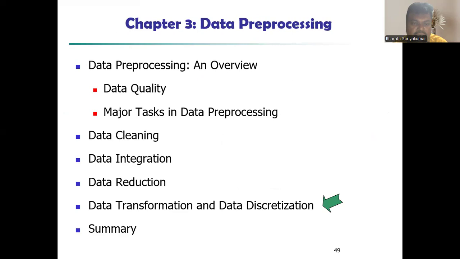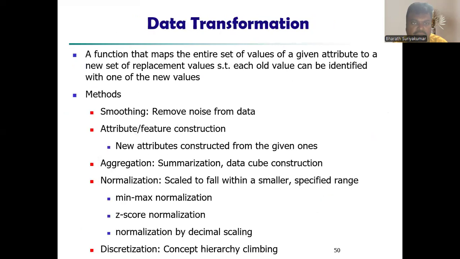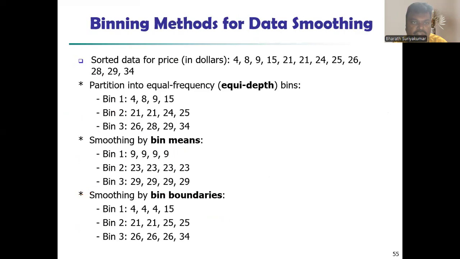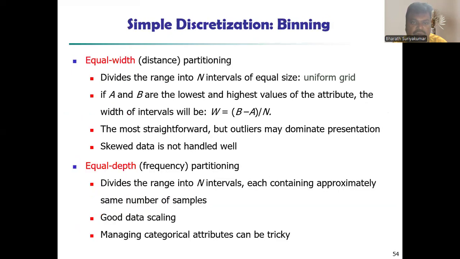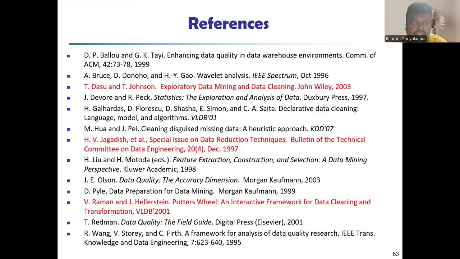And finally, data transformation and data discretization: a function that maps the entire set of values of a given attribute to a new set of replacement values, so that each old value can be identified with one of the new values. This is called data transformation. Typical methods include binning, histogram analysis, clustering analysis, decision tree analysis, and correlation analysis. With this, we come to a conclusion. Thank you.